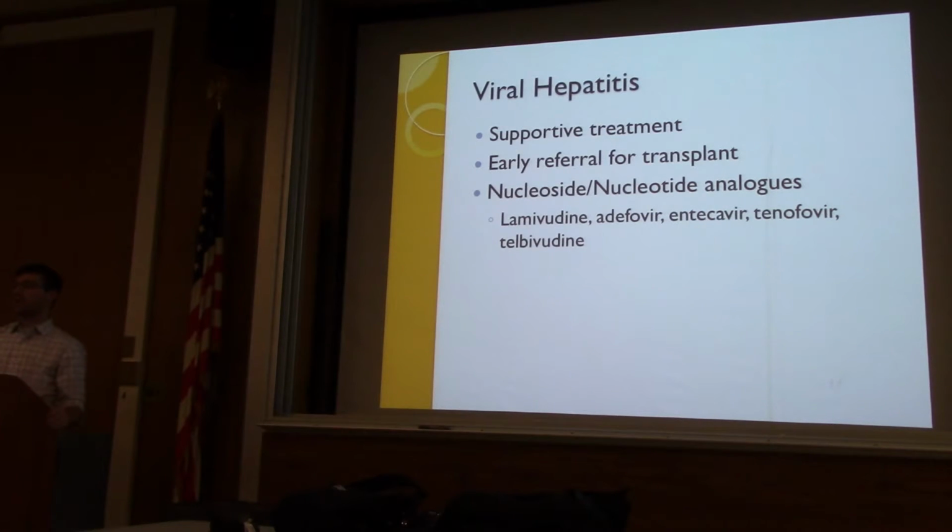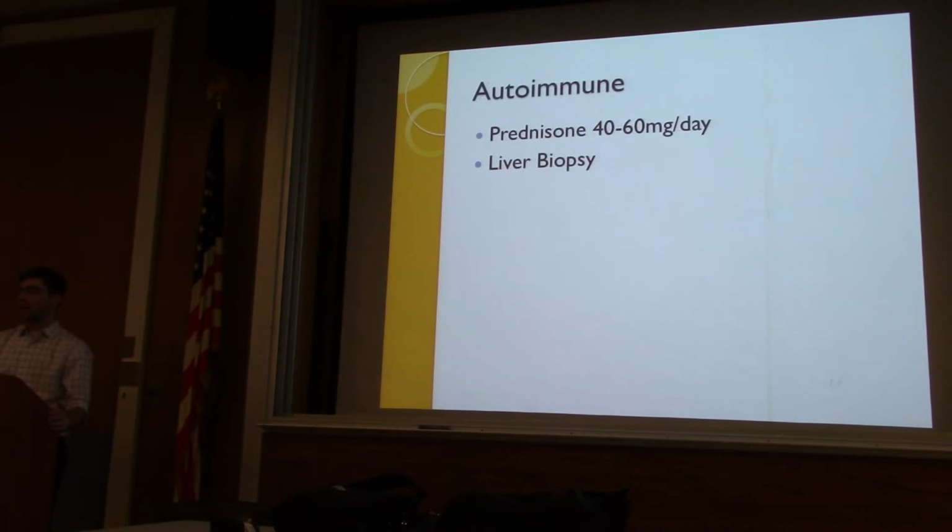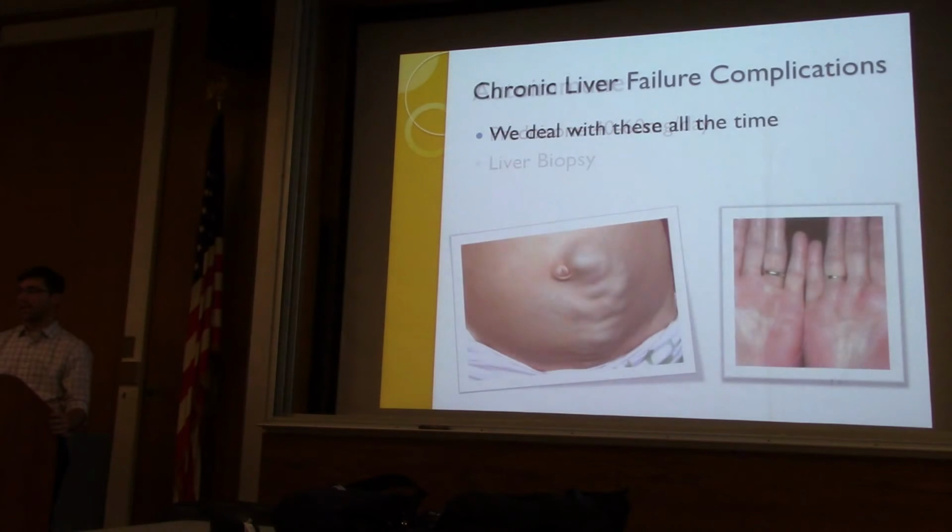Viral hepatitis, you want an early referral to a transplant center and you want to get early medications, and you'll recognize some of those names as being the HIV medications because they overlap a lot. Autoimmune hepatitis, prednisone is the big treatment, and you want to really get a liver biopsy to confirm autoimmune hepatitis, or just treat clinically as everything else is back negative.